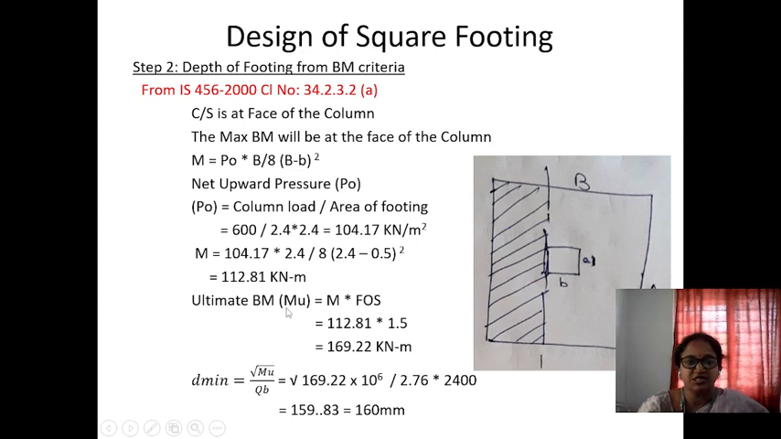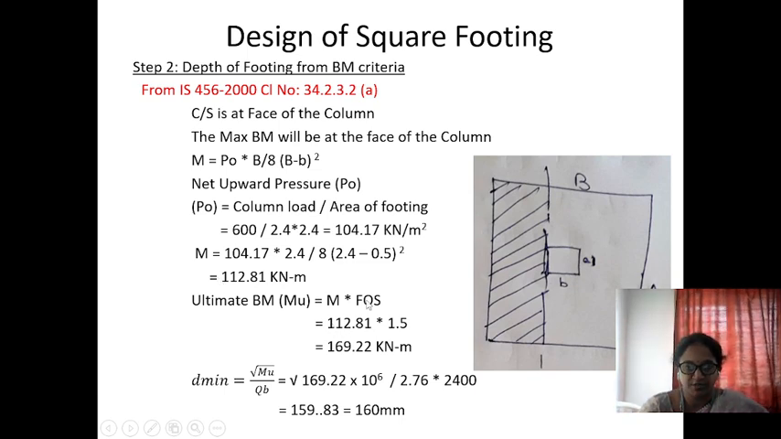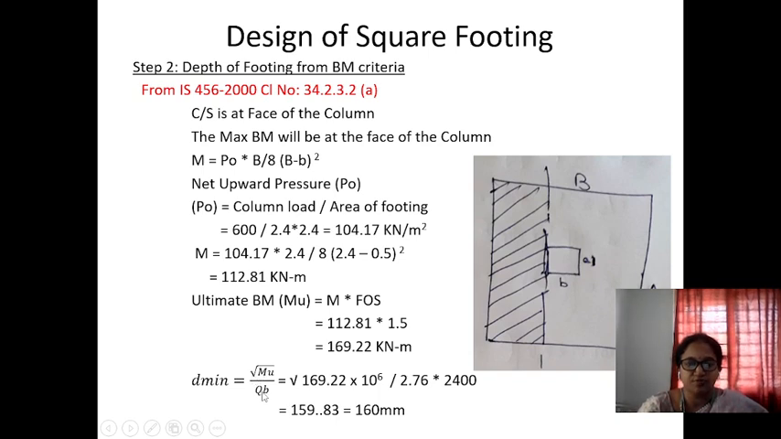Now coming to ultimate bending moment. Ultimate bending moment means the bending moment which we have obtained into factor of safety. The obtained bending moment is 112.81 into factor of safety of concrete 1.5. I have got the ultimate bending moment. With this I have substituted in the formula D minimum is equal to square root of Mu by Qb. I got the D minimum as 160 mm in the bending moment criteria.